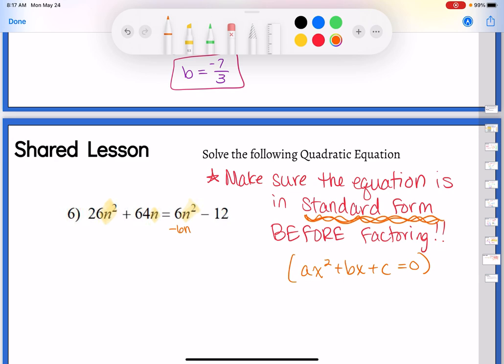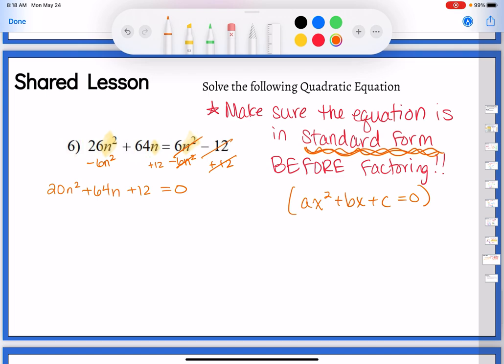I'm going to make sure everything is in the right order along the way. So I'm going to subtract 6n squared, right? I'm going to add 12. Now I notice 12 doesn't have any like terms, so I'm just going to make sure that it goes on the end. 26n squared minus 6n squared is 20n squared, plus 64n plus 12 equals 0. Watch those negatives, okay? Make sure you're moving things to the other side and doing the opposite operation in order to jump that equal sign, right?